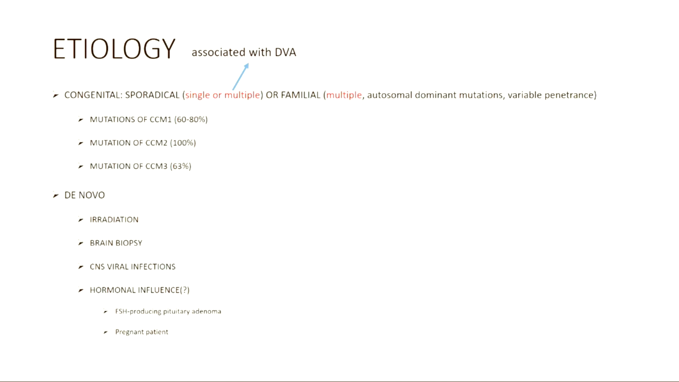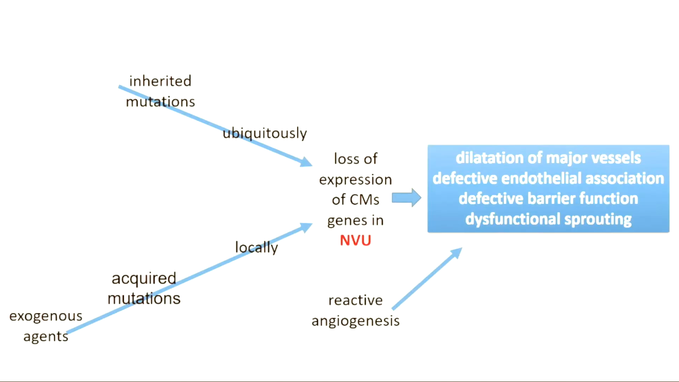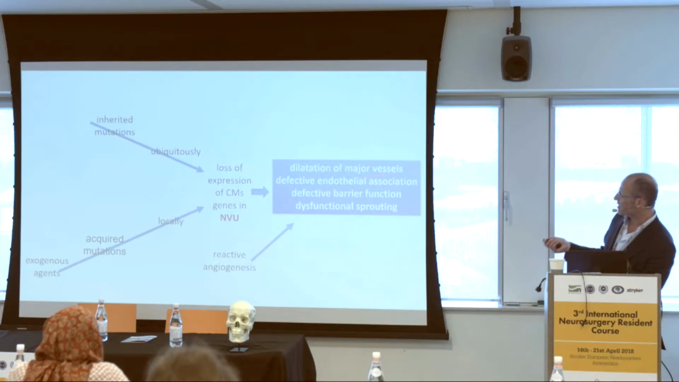But whether the mutation is inherited or acquired, the loss of expression of CM genes in the neurovascular unit leads to dilatation of major vessels, a defective endothelial association, a defective barrier function, and a dysfunctional sprouting. So, considering what I've said before, the correct diagnosis is a mixed vascular malformation, because even if there are multiple lesions, the association with the DVA rules out the familial form.